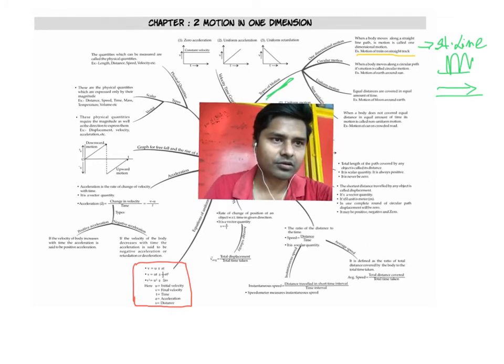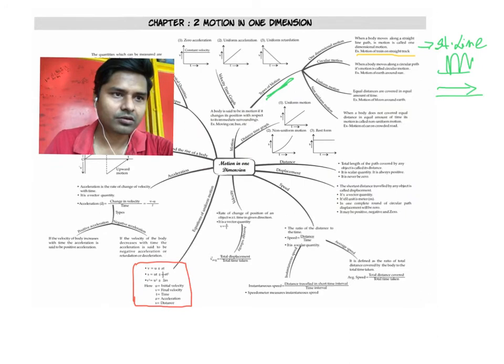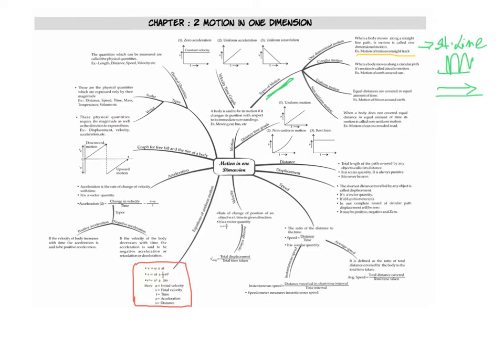Okay, right, great. Now then you have uniform motion and non-uniform motion. Uniform motion means that if someone is traveling equal distance in equal time, that means the speed is constant.